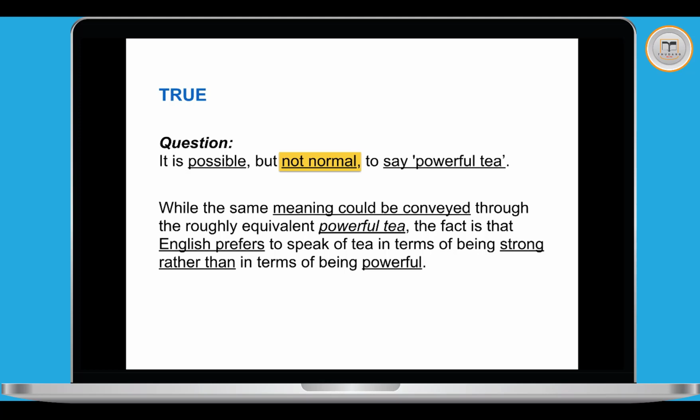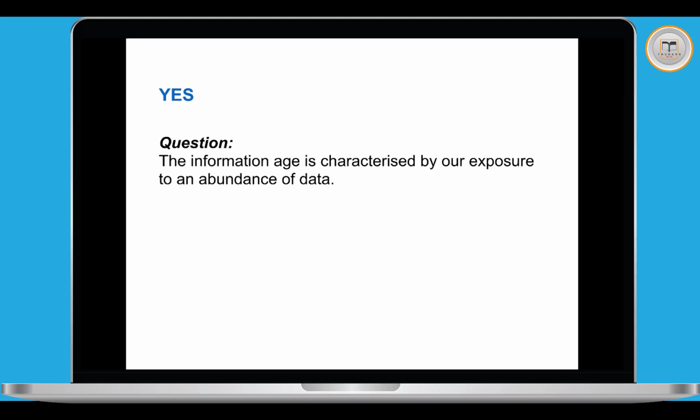So the answer is true. Now let's look at a yes question. Very, very similar. Remember, the only difference is that this will be the opinion or view of the writer. Apart from that, we're doing exactly the same thing. Here's the question. The information age is characterized by our exposure to an abundance of data. Underline keywords: information age, abundance of data, and maybe our exposure.